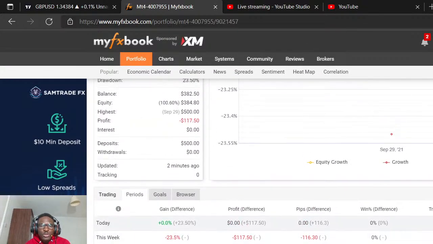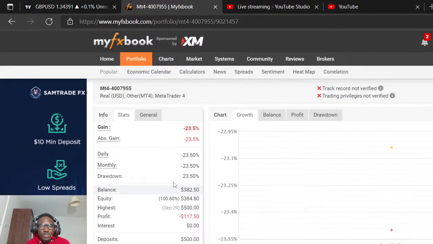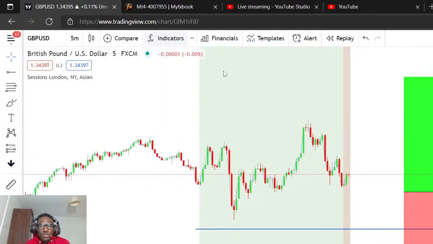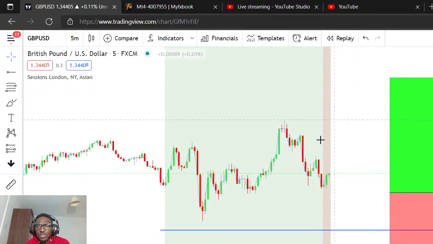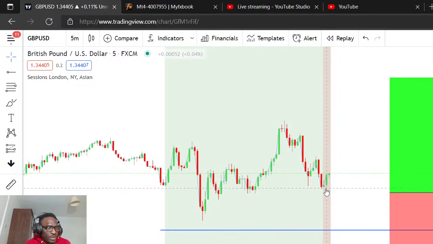The more trades I take, the more statistics you're going to see on this My FX Book page. I don't expect this to go just yet. If it goes, great, but usually it takes until about 1 o'clock, 1:30 UK time before we get that movement. But there's a lot of volatility in the GBPUSD, so I won't be surprised.